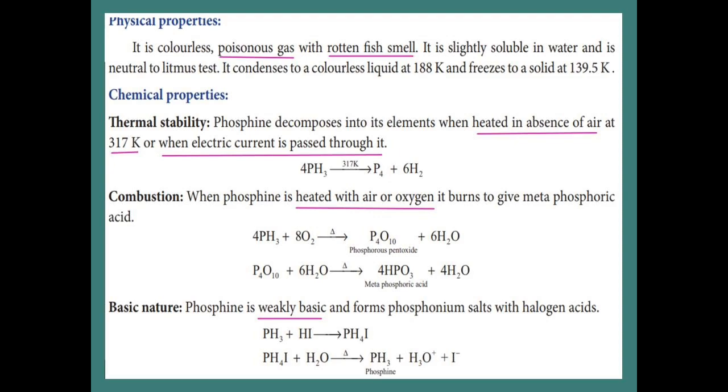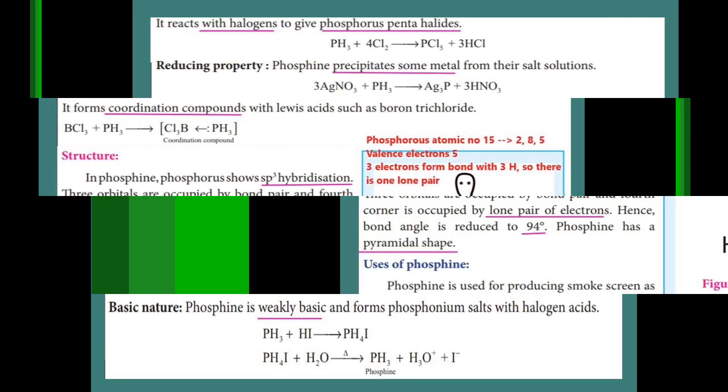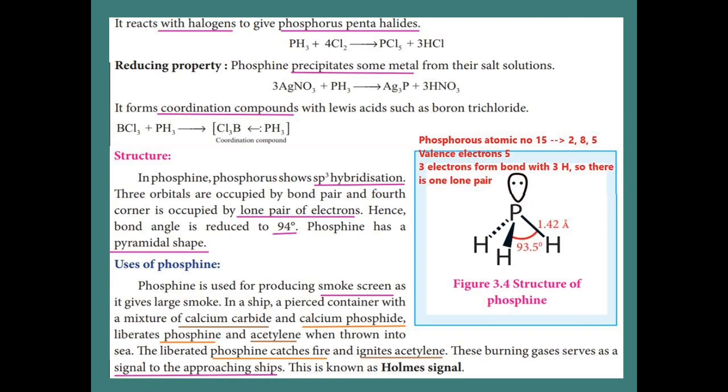Basic nature. Phosphine is weakly basic, so it reacts with acids, particularly halogen acids. See the reaction, phosphine plus hydrogen iodide, hydroiodic acid, it gives PH4I, that is phosphonium iodide. Again that phosphonium iodide with water gives phosphine along with the hydronium ion plus iodide ion. Phosphine reacted with chlorine gives phosphorus pentachloride and then HCl.